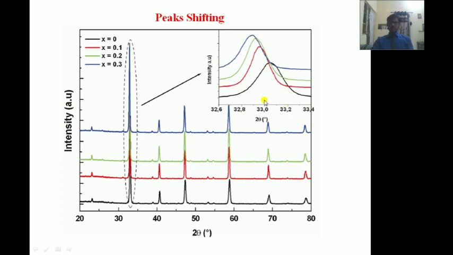So why is it happening in a crystal or X-ray diffraction pattern? It is because of the strain. Listen to it carefully. It is because of the strain that these peaks are shifted either towards the lower theta value or towards the higher theta value. Okay.